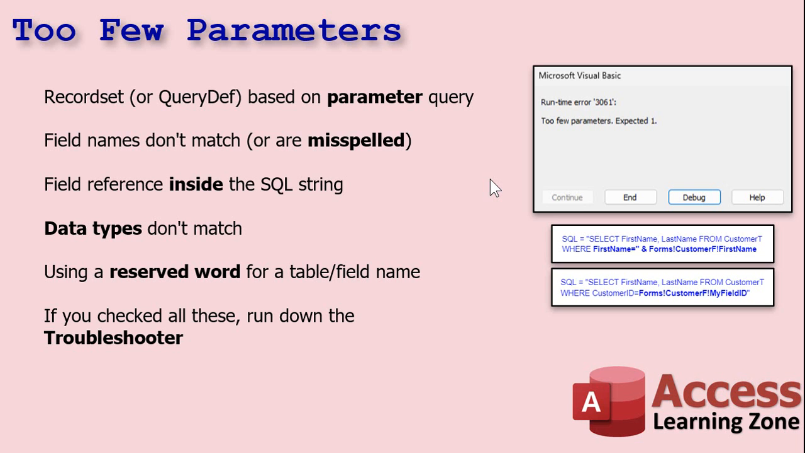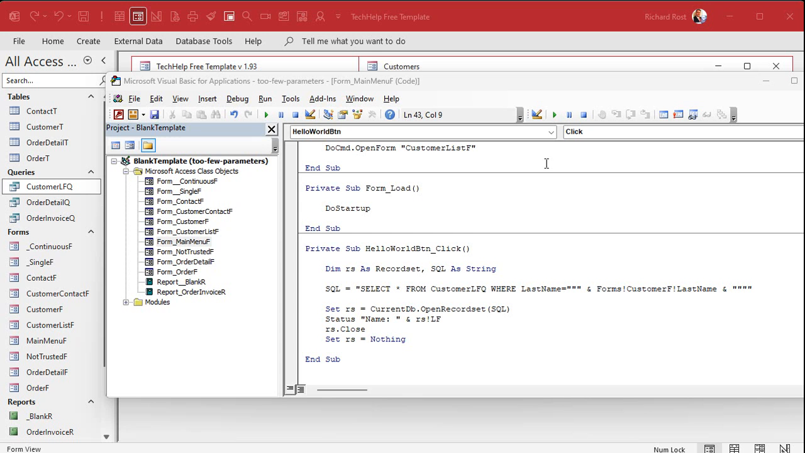Okay? Next one is you're using a reserved word for a table or field name. Got to watch these reserved words. I got a whole video coming up on reserved words pretty soon. The ins and outs of using reserved words. But this can cause a problem here too. What's a reserved word? Well, it's a word you shouldn't use as a table or field name.